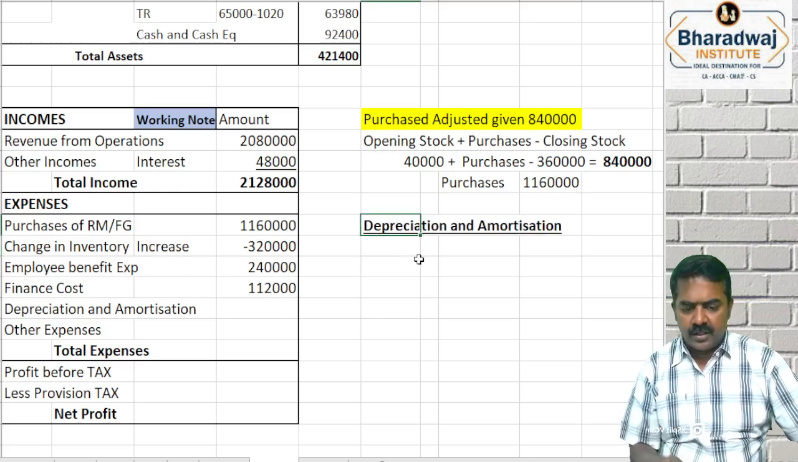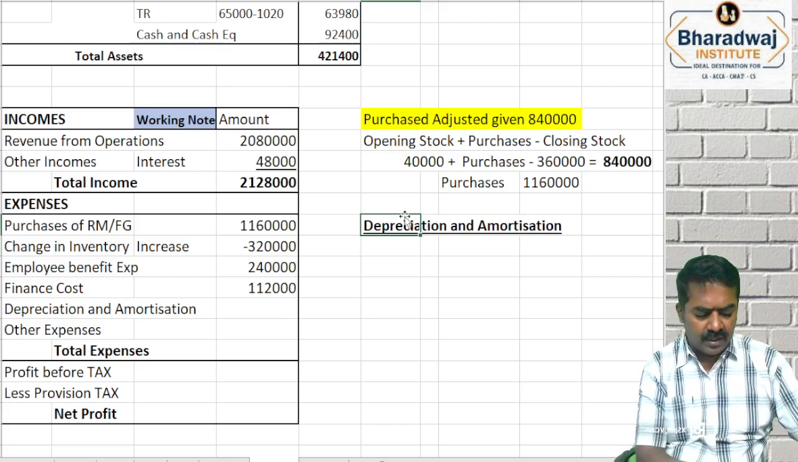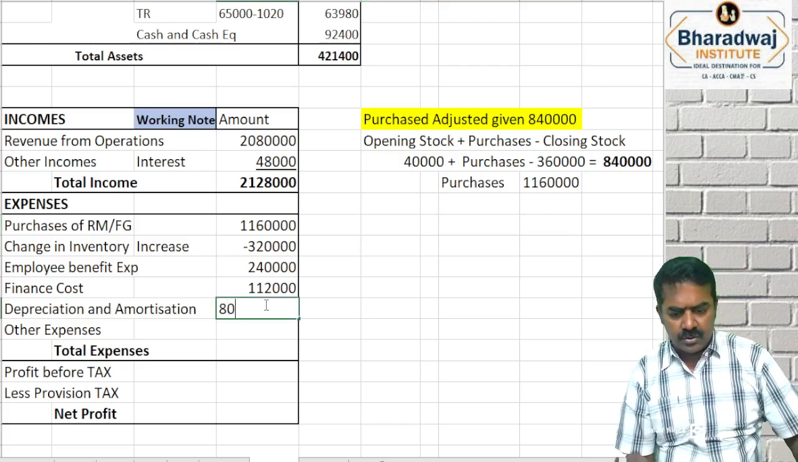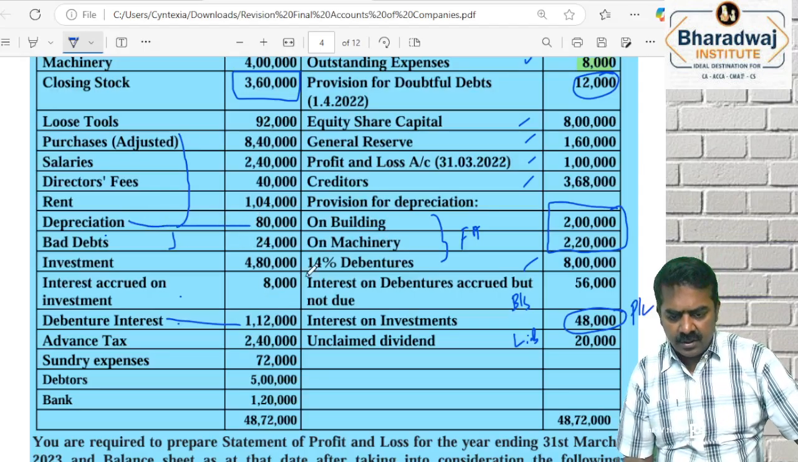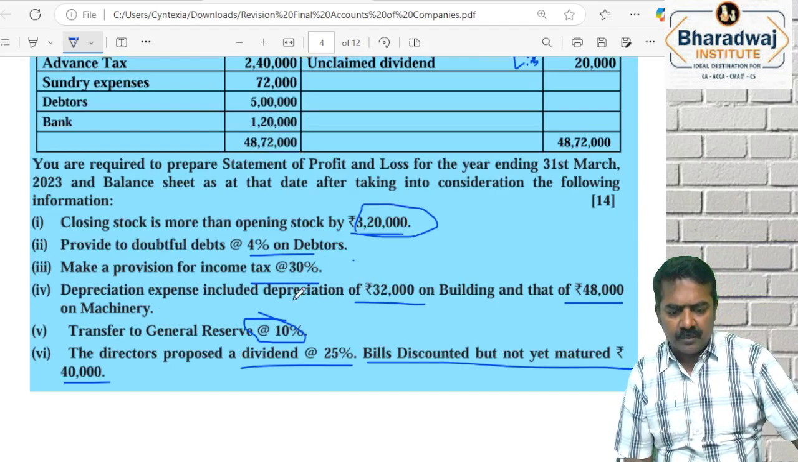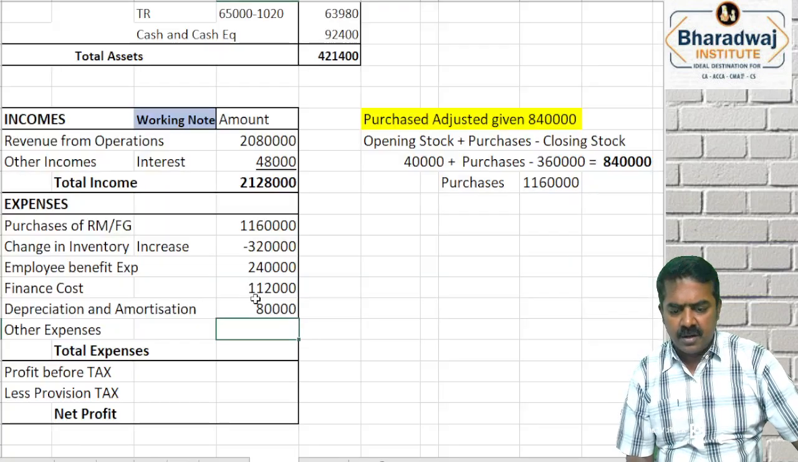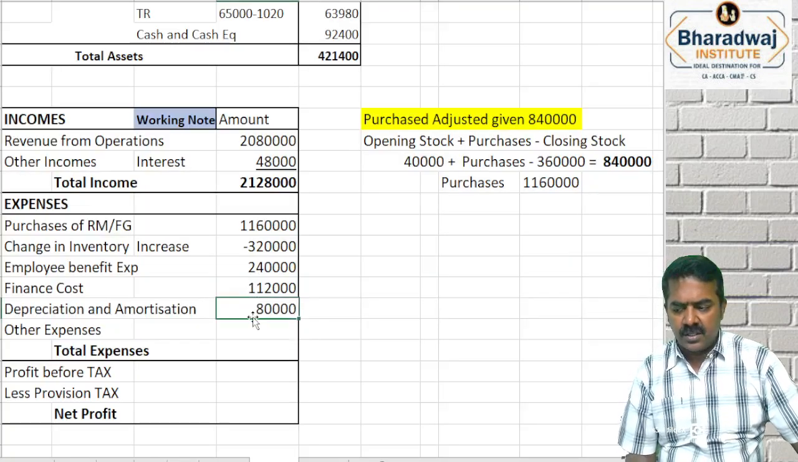Let us do the working for depreciation and amortization. Not required. Directly take 80,000, the current year depreciation. The details are given there: 32,000 is for building and 48,000 is for machinery. The total is 80,000.